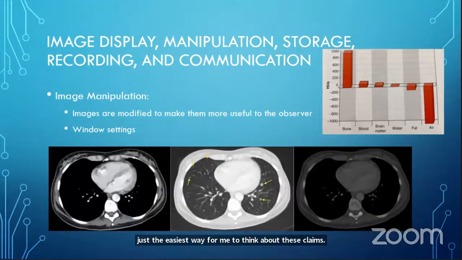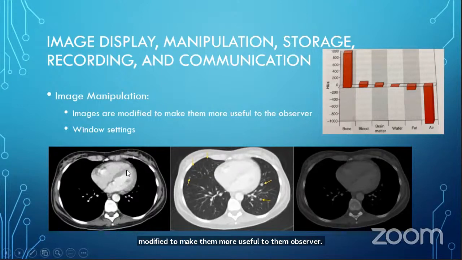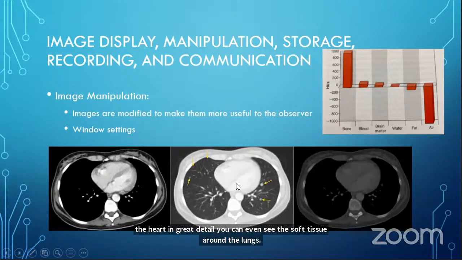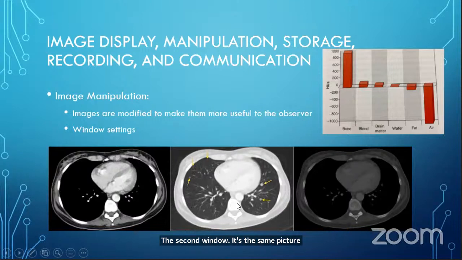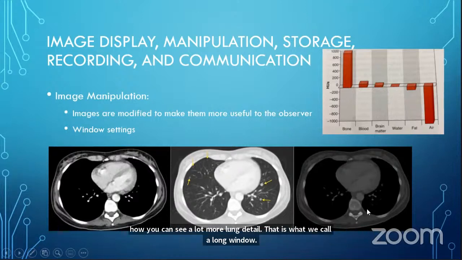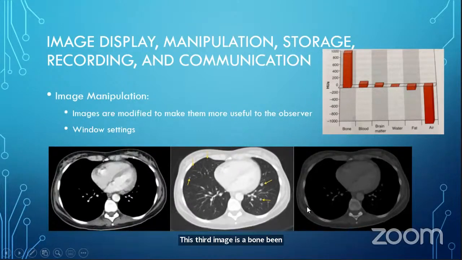So image display and manipulation. The images are modified to make them more useful to the observer. Here you can see how we modify the images. This first window here is a standard window. You're able to see the heart in great detail. You can even see the soft tissue around the lungs. This second window, it's the same picture, but you can see a lot more lung detail. That is what we call a lung window. This third image is a bone window, and you can really see the bones really sharp.